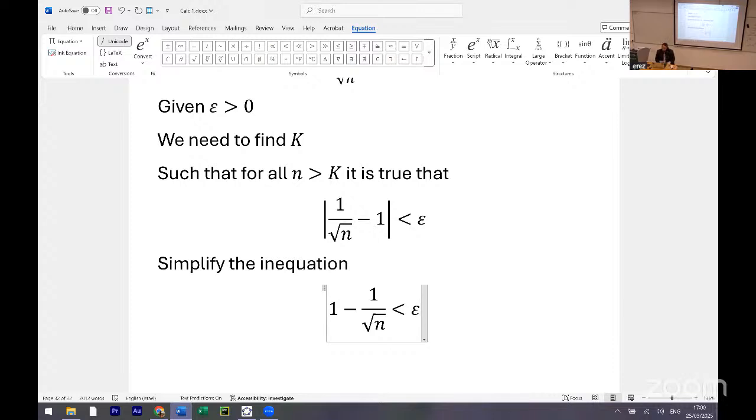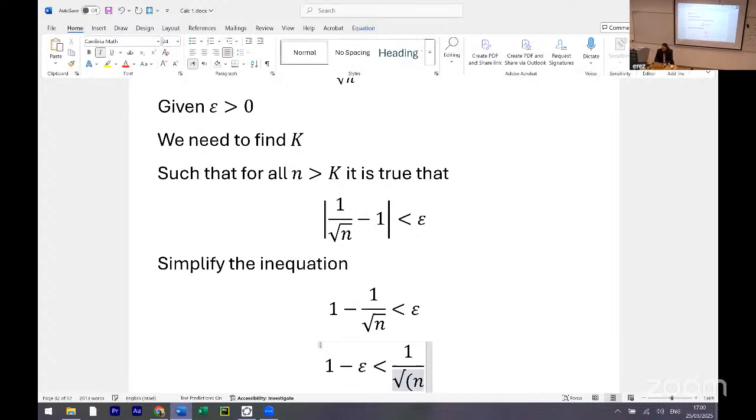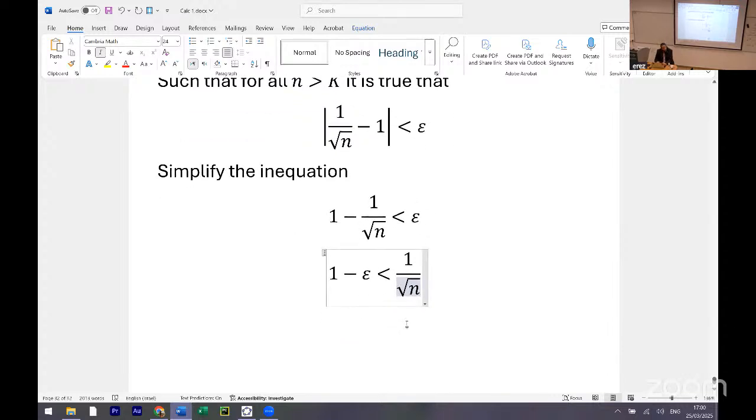Yeah. Okay. Again, we wish to single n out, extract n. So 1 minus epsilon ought to be smaller than 1 over the square root of n. What will be the next step? Would you multiply by square root of n and then do 1 over 1 minus epsilon? Are we allowed to divide by 1 minus epsilon?